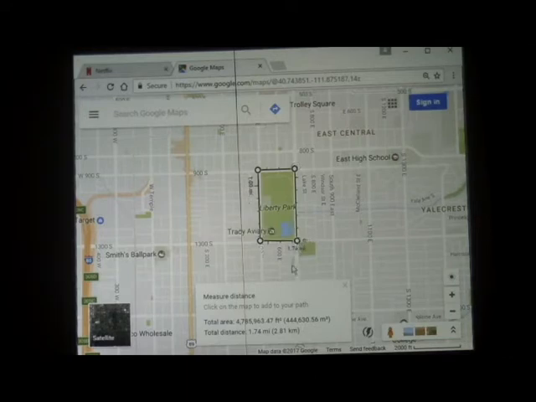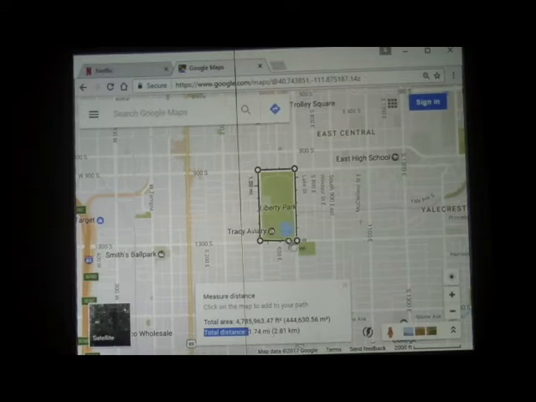Now, the cool thing about this is that right there is your perimeter. Perimeter is found by adding up each side individually. Luckily, we already have this with Google Maps, which is the total distance. The total distance in this case is 1.74 miles.